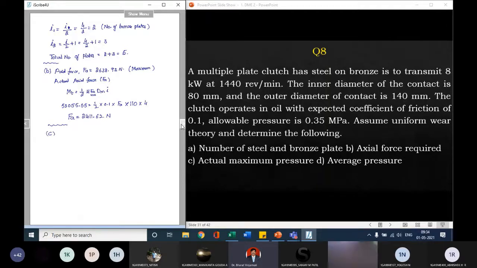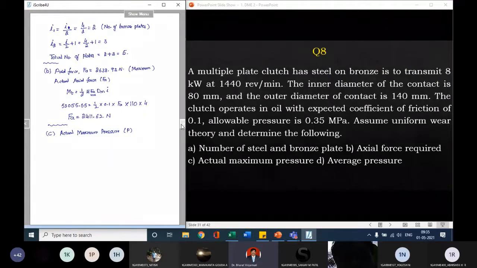C. So he says the maximum pressure, actual. Okay, maximum pressure, P. So you have this P, maximum pressure, which we are going to use. Now when you are going to use this pressure, see, there are two different things now. Actual maximum pressure will be, see, the actual FA is this one only now. So the actual FA is this 2411.62, which we will be trying to use. So we will go for these actual pressures.